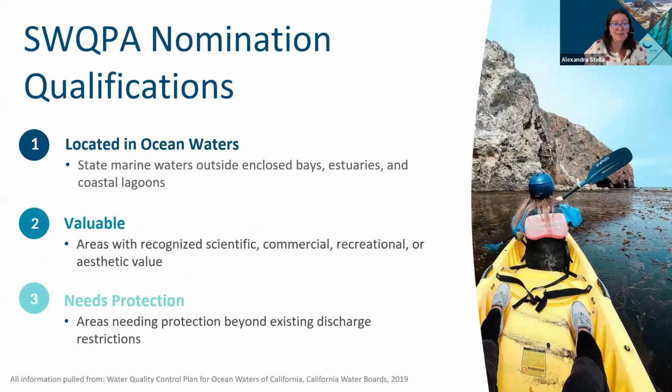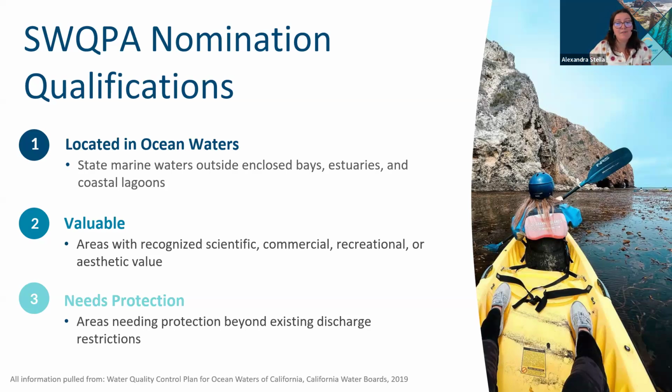I mentioned a little bit as I was showing you the tool: to nominate an SWQPA, you have to prove 3 things. You have to prove that the area is located in ocean waters that are defined by the Ocean Plan, that the area has intrinsic or recognized value for scientific, commercial, recreational, or aesthetic reasons, and third, that the area needs protection. So you might ask, how can I prove these 3 things? That's where tools like our SWQPA tool come in.